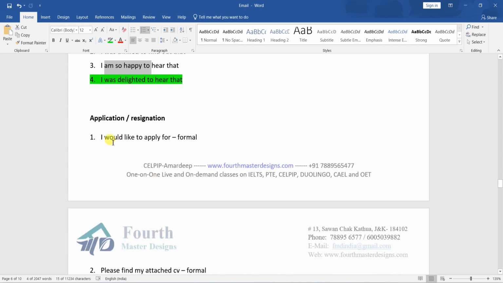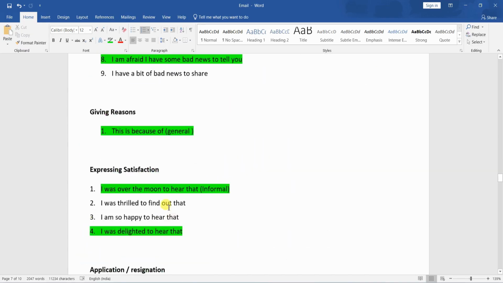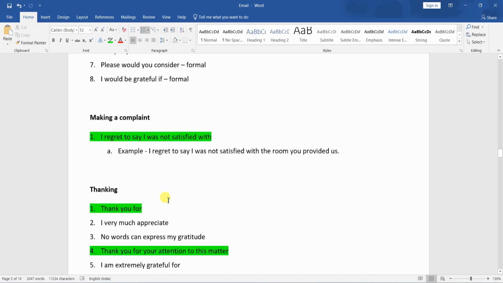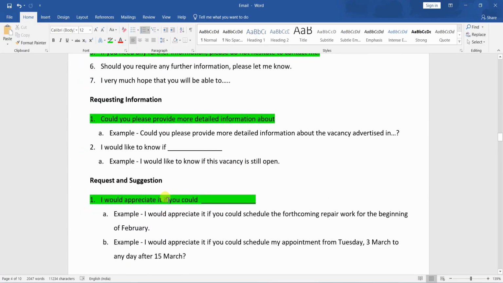I would like to apply for, this is definitely formal. Can you please informal, please would you consider formal. It is formal, but we rarely use. I would appreciate if you could. I think this one I have used it.